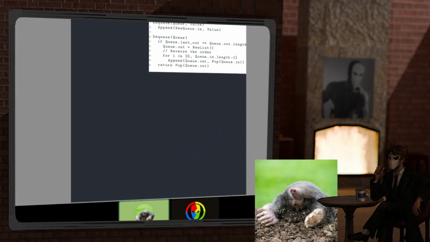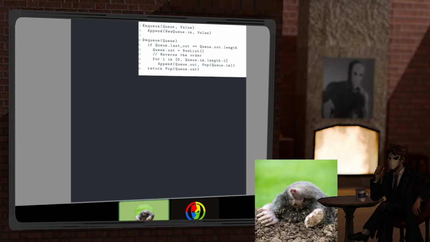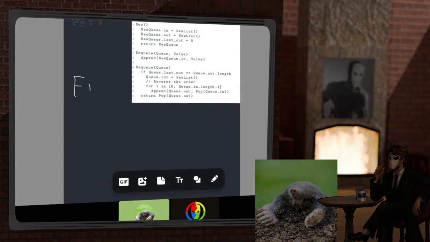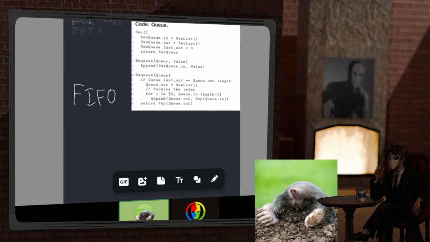Yeah, amortized case. This is useful, for example, when the time a function takes to execute depends on previous calls to other functions. For example, we have here a FIFO queue. It is called FIFO as in first in, first out.